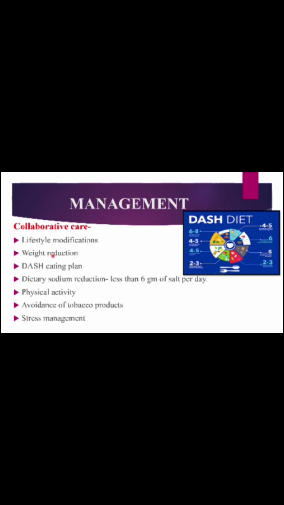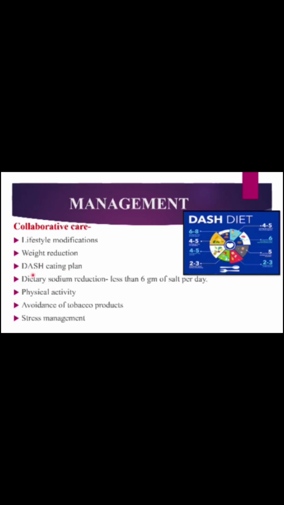Then weight reduction. Weight reduction also has an effect on lowering BP for many people, and weight reduction through a combination of dietary calorie restriction and moderate physical activity is recommended for overweight hypertensive patients. Then the DASH eating plan. DASH means Dietary Approaches to Stop Hypertension.